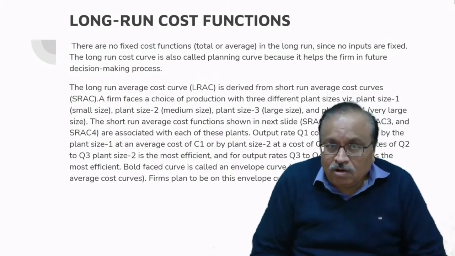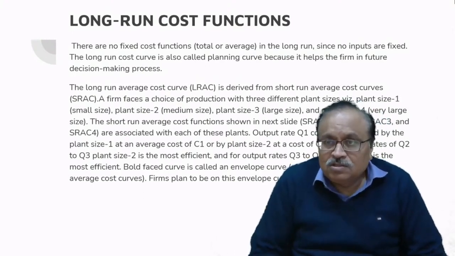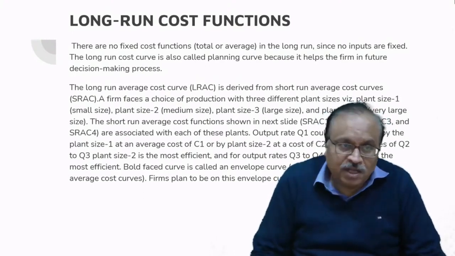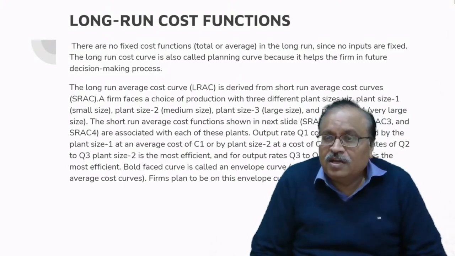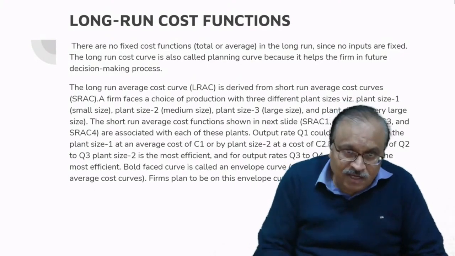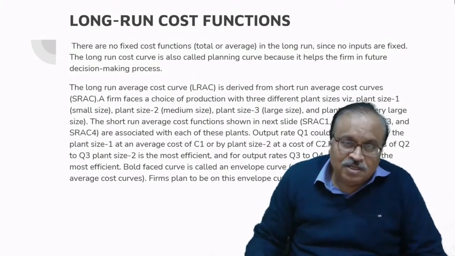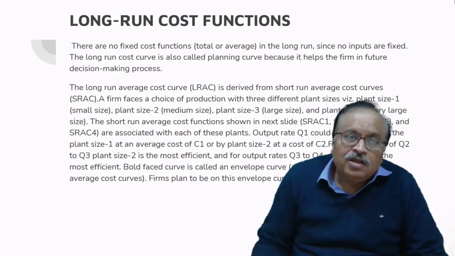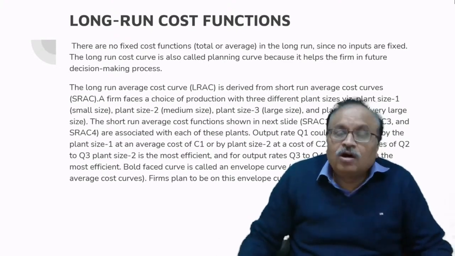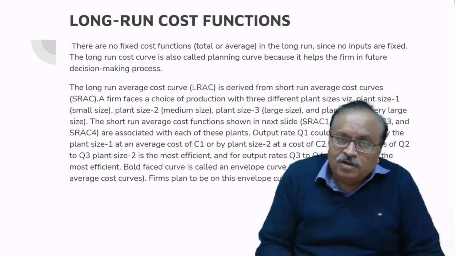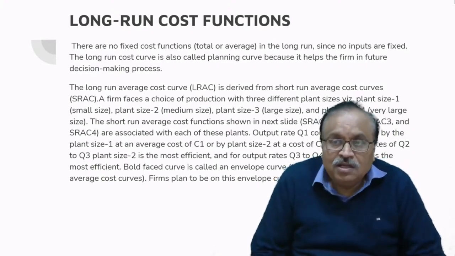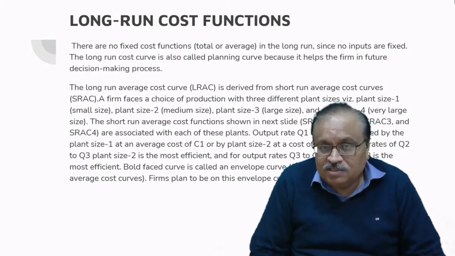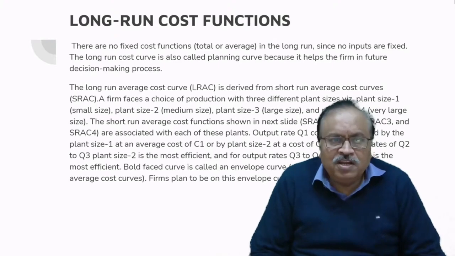So the long run cost curve is called the planning curve because it helps the firm in its future decision making process. The long run average cost curve is derived from short run average cost curves. So basically all these short run average cost curves, SRAC 1, 2, 3, 4, together make a long run average cost curve. A firm faces a choice of production with different plant sizes. Let us assume plant size 1, small size, plant size 2, medium size, plant size 3, large size, and plant size 4, very large size.